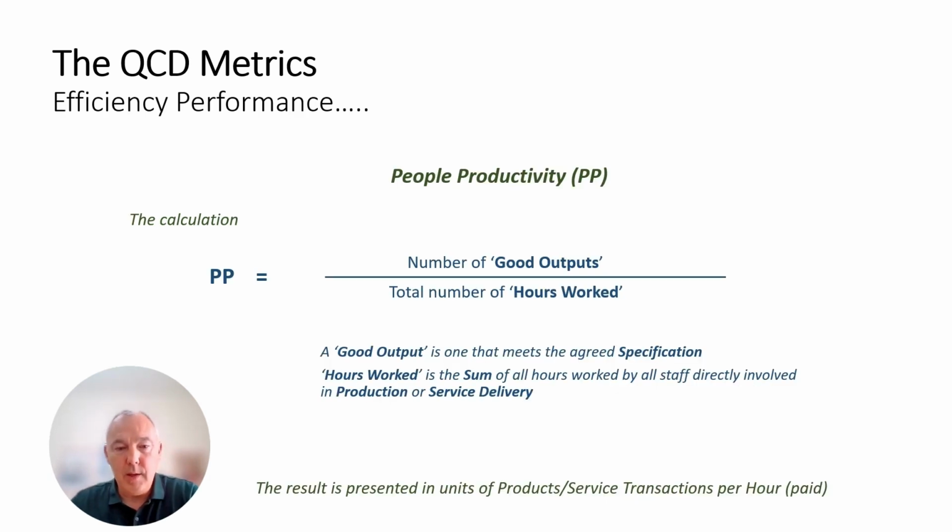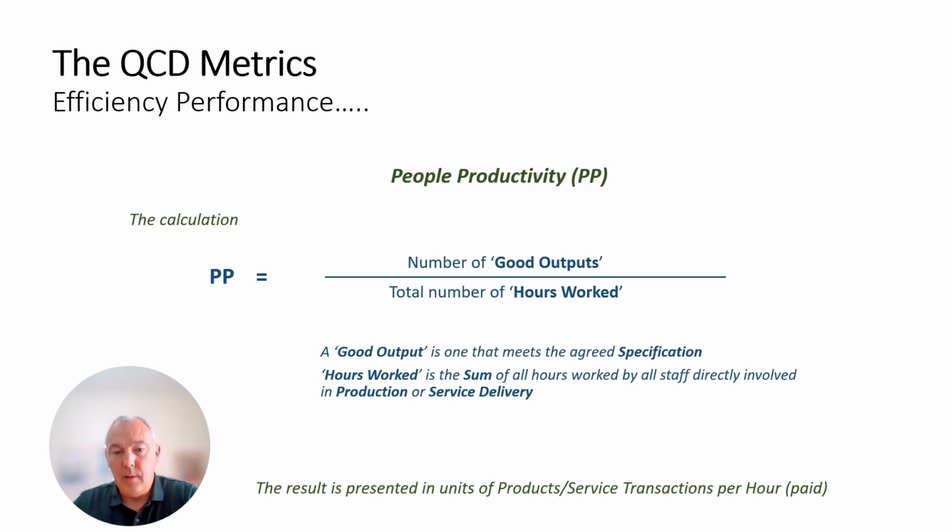Okay, moving on to the efficiency performance metrics. The first of the areas of resource that we would want to measure the efficiency of is our people resource. And generally, the people resource and/or the equipment resource efficiencies would be likely to be the most significant and of highest importance within a company.